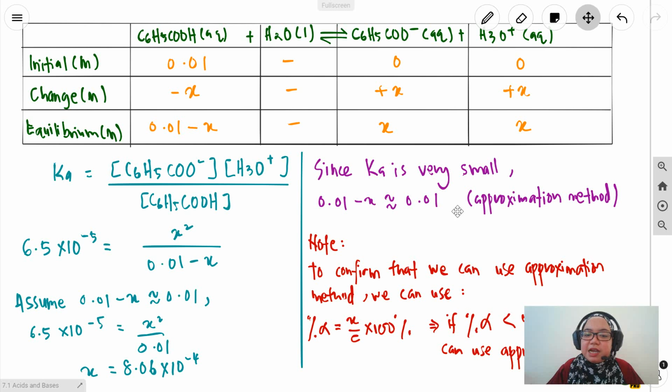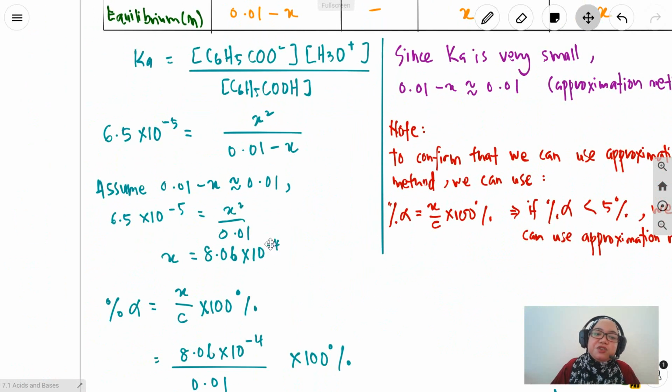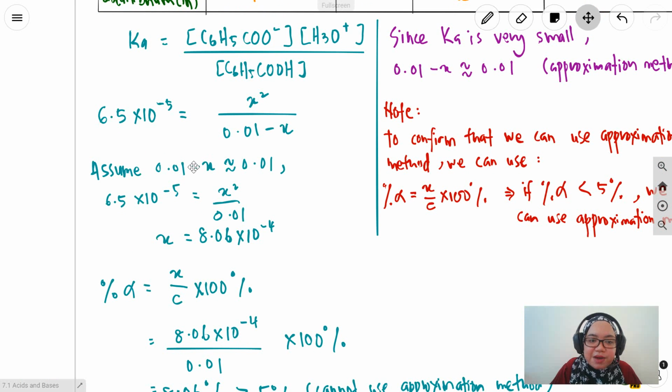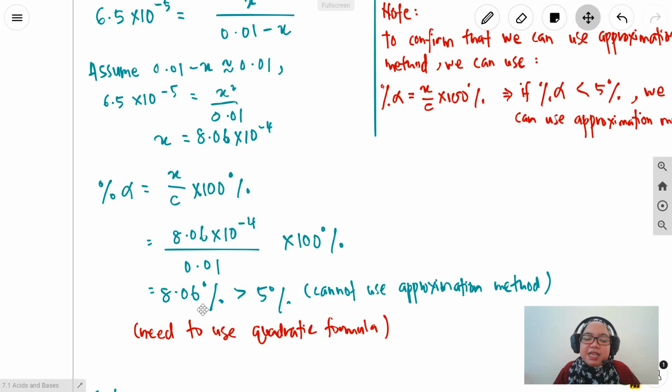But there is a condition. The condition is we must make sure that if we get the percentage of dissociation less than 5%, we can use the approximation method. So, let's look at this one. We assume first that 0.01 minus x will not be different, so it approximately becomes 0.01. So, we get x here equal to 8.06 times 10 negative 4. Okay. So, we can find the percentage of dissociation here. We get 8.06%, which is larger than 5%. So, we cannot use the approximation method.